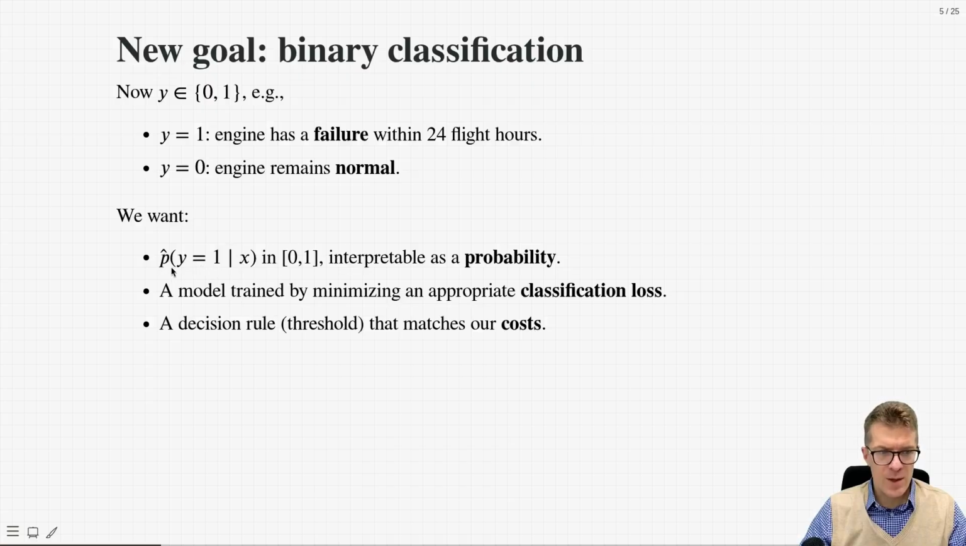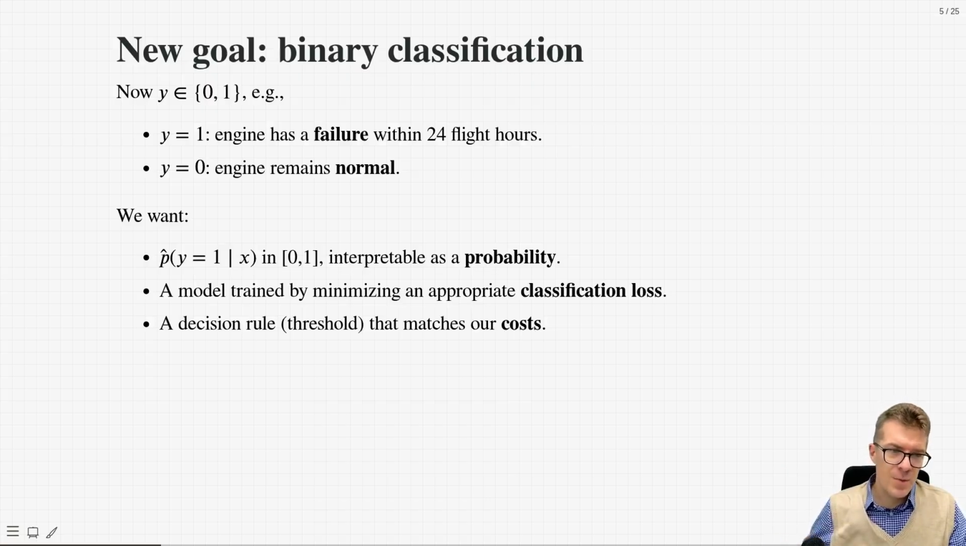So what is the probability that the engine will fail within 24 hours given whatever information we have about the engine in x? Okay, so this is a probability. I call it p hat. And because it's a probability, it's going to be in the range of 0 to 1: at least 0, but also possibly 0, and at most 1. Then we can interpret that output as a probability. It may not necessarily be a true probability in the real-world sense, but in the sense of our experiments, we can treat it as such.